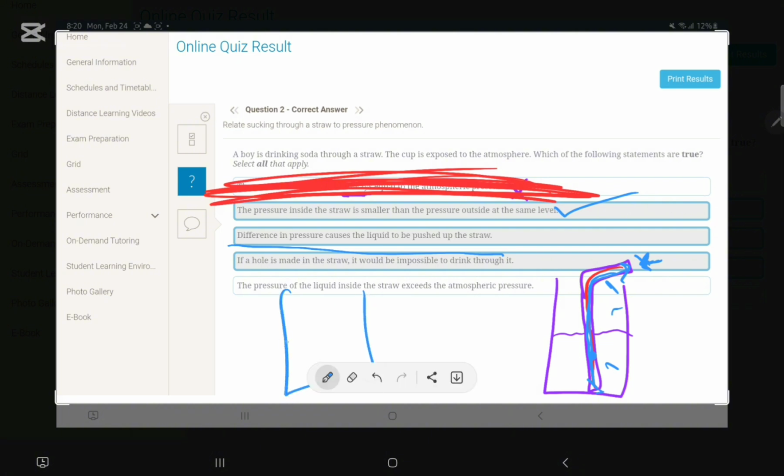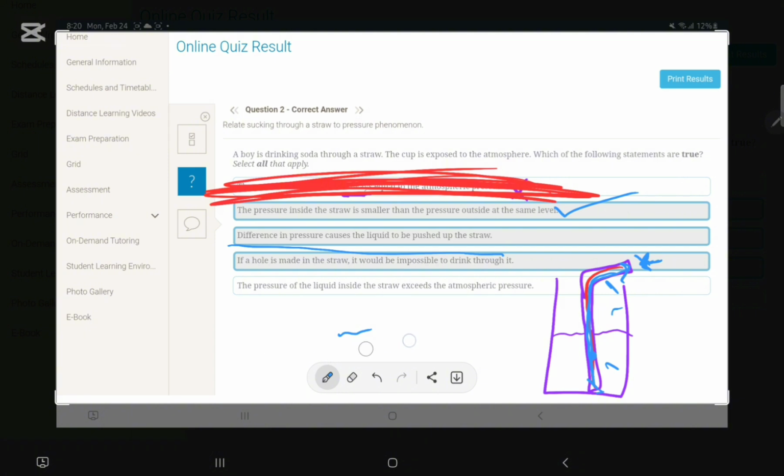Now, if we have the container, and if a hole is made in the straw, we have the hole here. If there's a hole made here, either water will enter or what's inside will leave. This will not permit the water to flow up, due to this interruption located here. So this is correct, since you will not be able to drink.